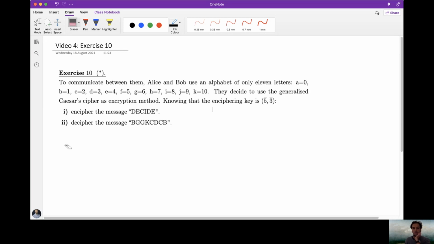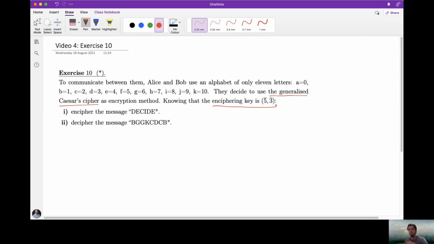Good. So let us read together what we have as a situation here. We have two people, Alice and Bob, that are communicating between them, and they're using a simple alphabet reduced to only 11 letters, A, B, C, D, E, F, G, H, I, J, K, which are numbered from 0 to 10. And for the crypto system, they tell us that they are using the generalized Caesar cipher as encryption method, and the ciphering key is 5-3.